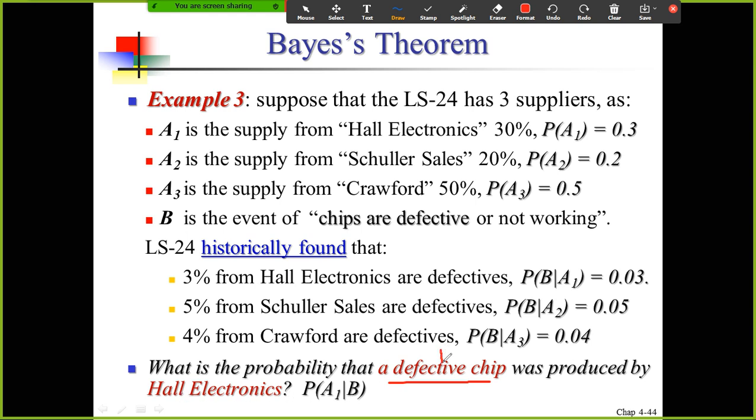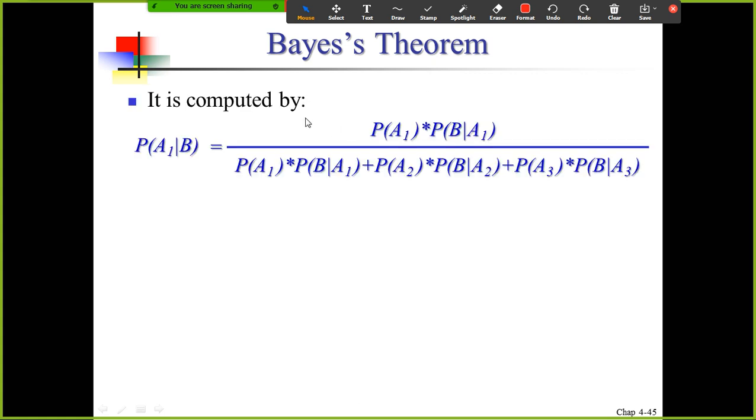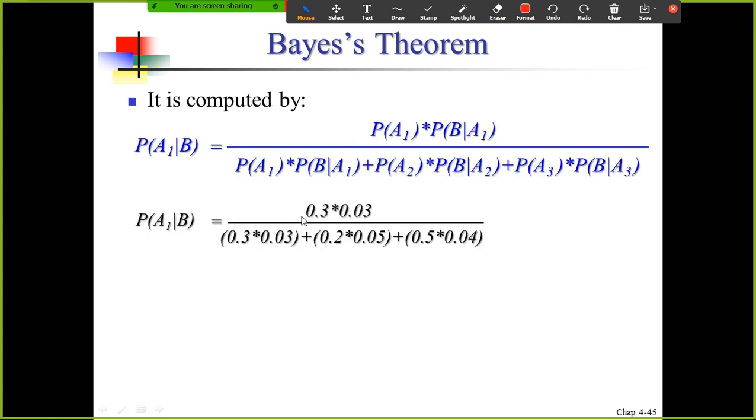Among the defective group, from Hall, A1. Okay, A1 here. That's why this is not conditional probability. This is posterior. How to get this one? 0.3 times 0.03. This is posterior.